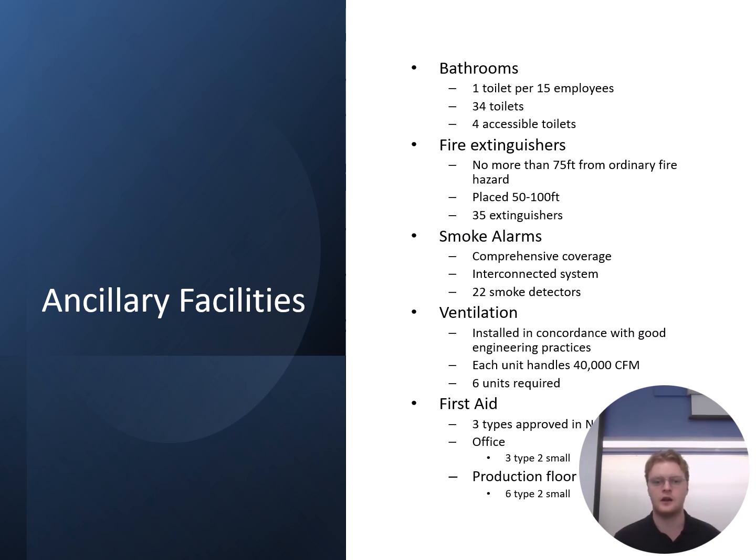Then finally, there are 3 types of first aid kits approved in Nova Scotia. Type 1 would be personal, Type 2 is basic, Type 3 is intermediate. Based on the number of workers in the office and production floor, it was determined that the office would need 3 Type 2 small kits and the production would need 6 Type 2 small kits.